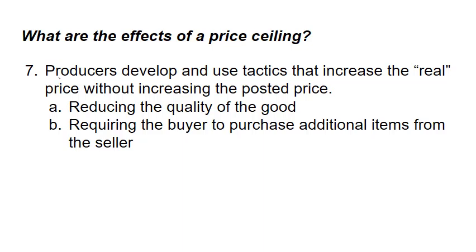7th and last effect, producers will develop and use tactics that increase the real price without increasing the posted price. A couple ways to do this. What if we simply reduce the quality of the good? As I reduce the quality, the price per quality unit is going up, even though the posted price remains constant. Second, what if I make you buy additional items to get the item that is restricted by price? That may be another effective way for me to raise the effective price, or the real price you're paying, without violating the law.